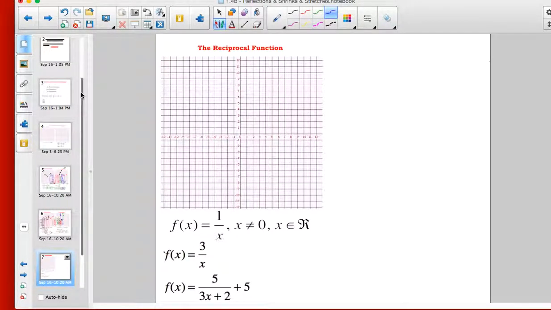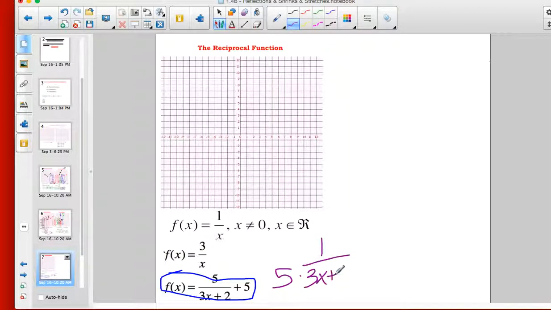The last one we do is the reciprocal function. So we're just going to look at this one. But don't get confused when you see the 5 on the top. You can pull it right out in front. So that instead of 5 over 3x plus 2, you can say 5 times 1 over 3x plus 2, and then plus 5. And that's the same thing. But at least this way you can see that it's definitely a vertical stretch by 5 if you pull it out in front. So it's 5 times that, right?